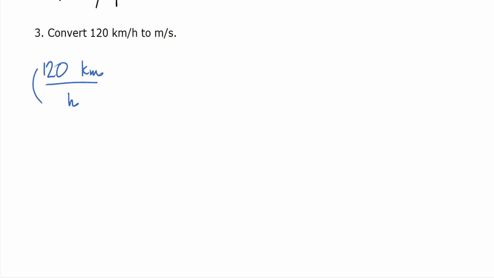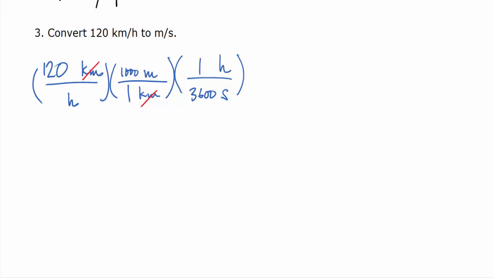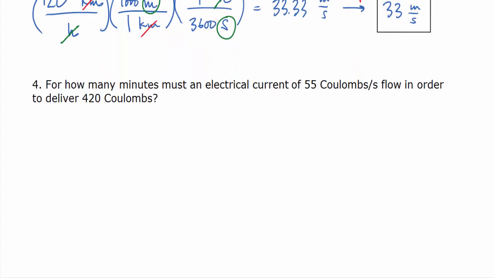Let's try this one. Let's convert 120 kilometers per hour to meters per second. We'll just convert the kilometers to meters like this. There's 1,000 meters for every kilometer. Then we'll convert here the seconds to hours. There's 3,600 seconds for every hour. Notice those all cancel. And we wind up with meters per second. This is 33.33, and if you look closely, there's 2 significant figures in this problem. Trailing zeros don't count. We wind up with 33 meters per second.